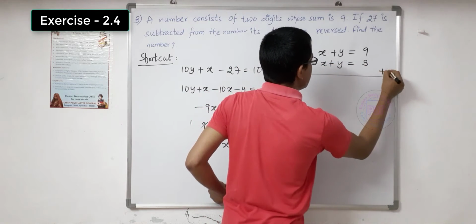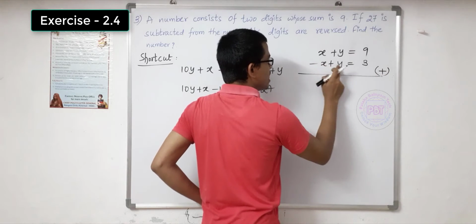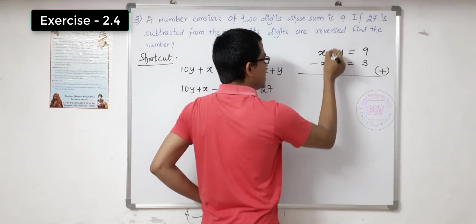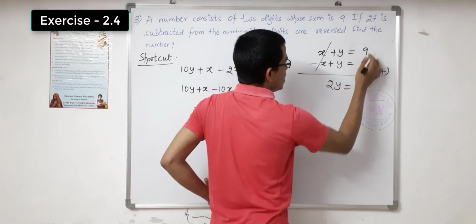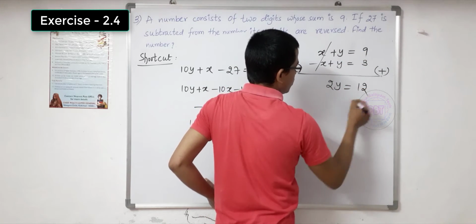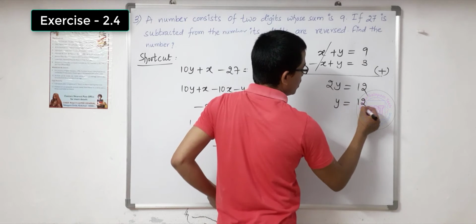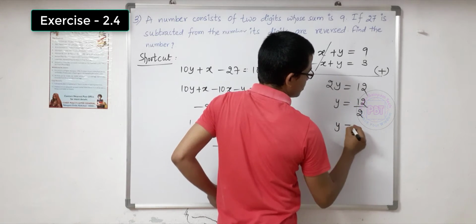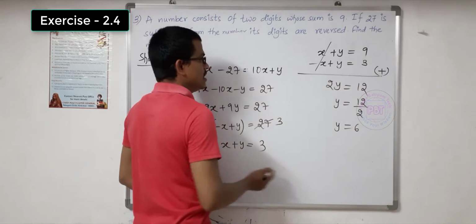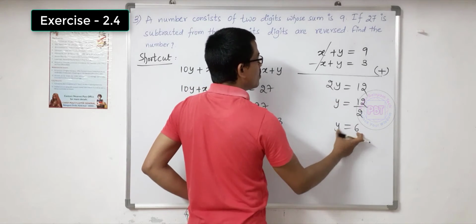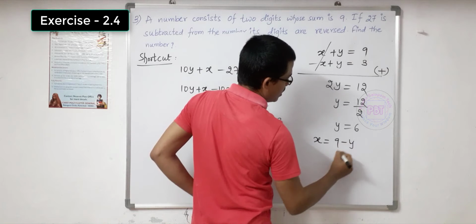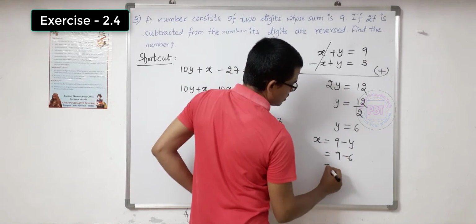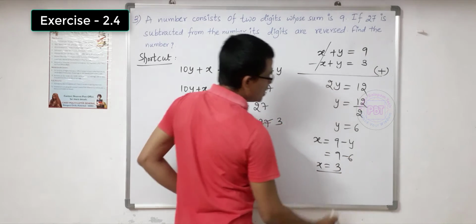I am doing the addition here, so there is no change in the signs. So plus x minus x is 0. y plus y is 2y, which is 9 plus 3, 12. Therefore y equal to 12 by 2, which is 6. To get the x value, substitute y equal to 6 in the first equation, you will get the x. x equal to 9 minus y. That is 9 minus 6 is 3. Therefore x value is 3.